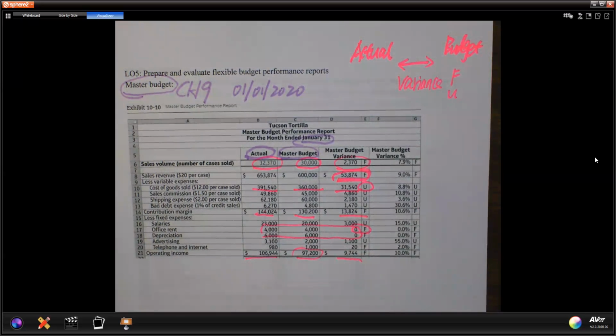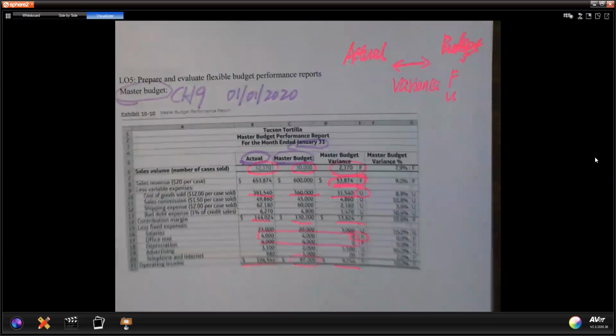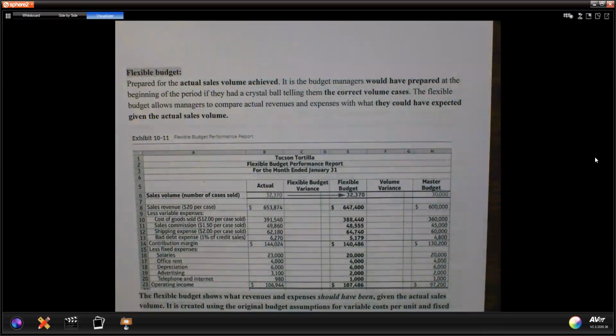And then we will introduce one new concept called flexible budget. So what is the meaning of a flexible budget? Master budget is also called a static budget. It's based on the beginning of the year, your budget. But flexible budget is given the actual units.